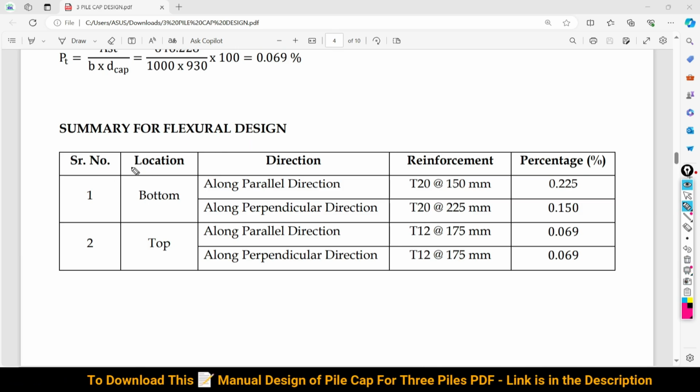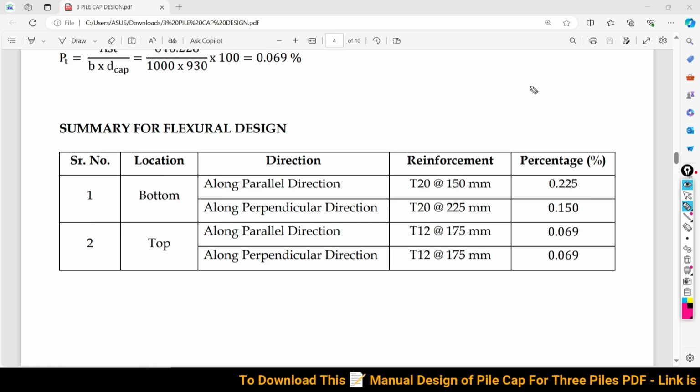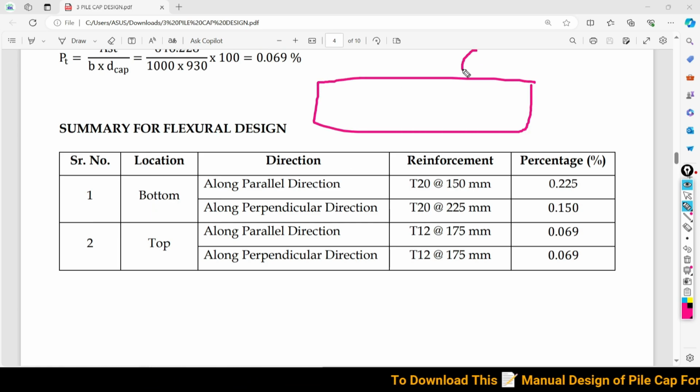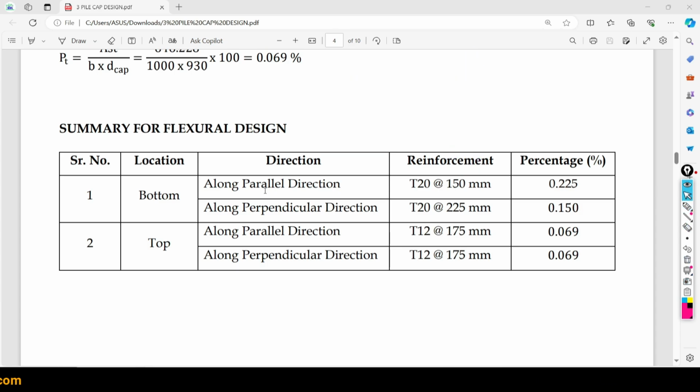So very first, we have to understand the location. We have the top face and the bottom face. This is our top face, T, and this is the bottom face, which I am going to represent by B. So we are going to look at the bottom face and the top face.